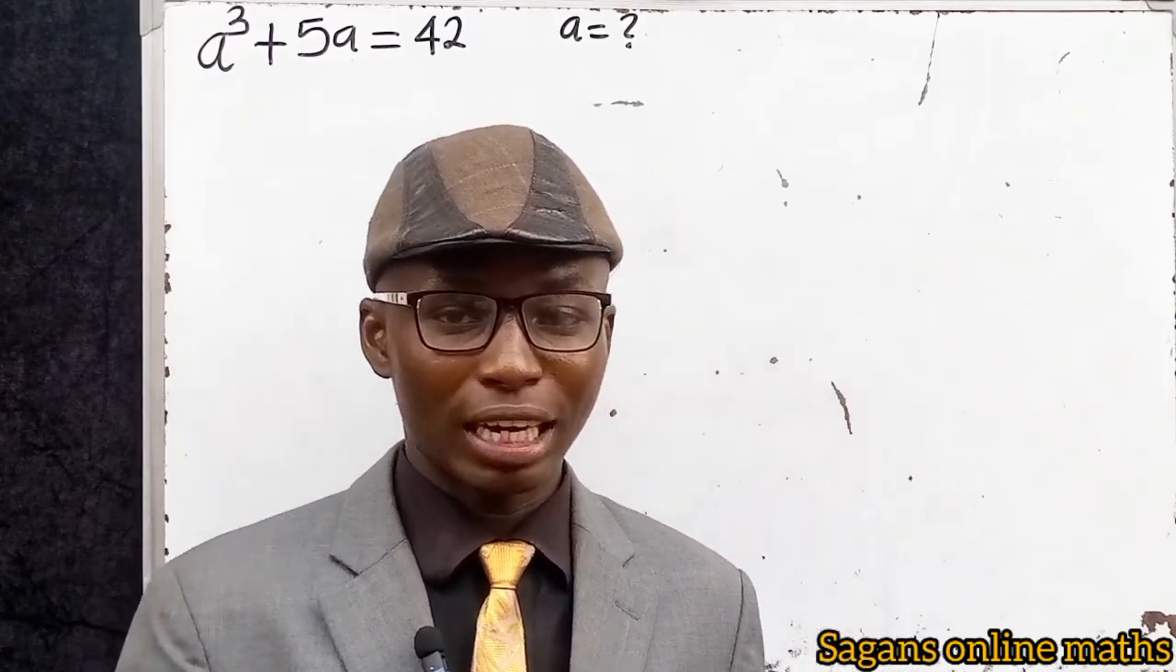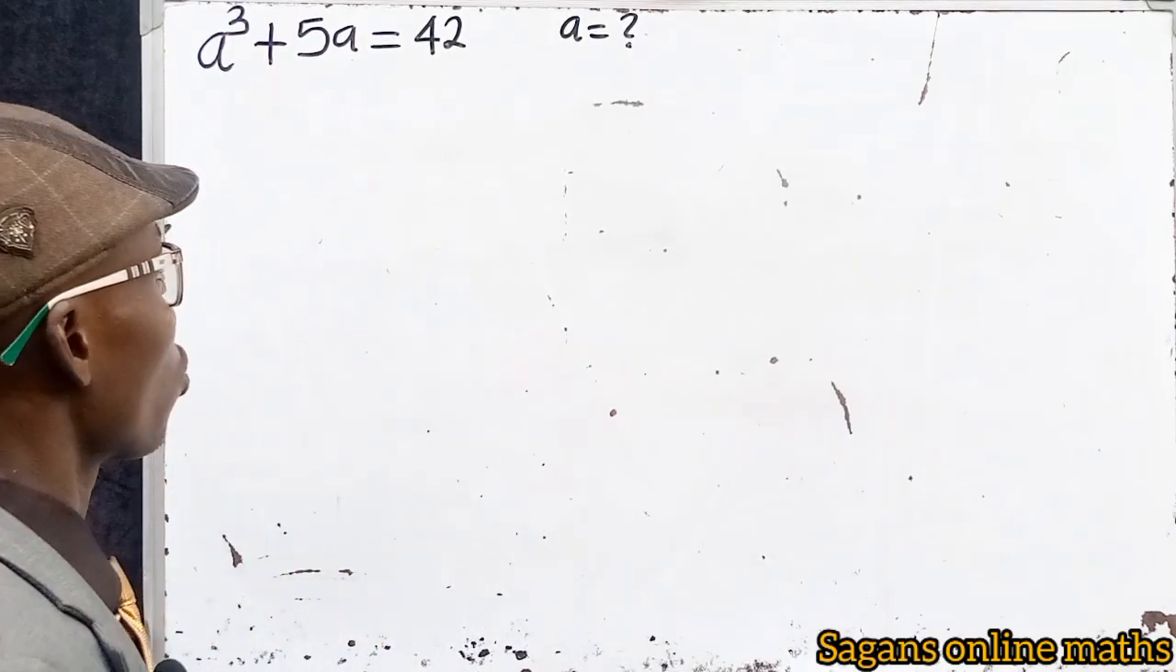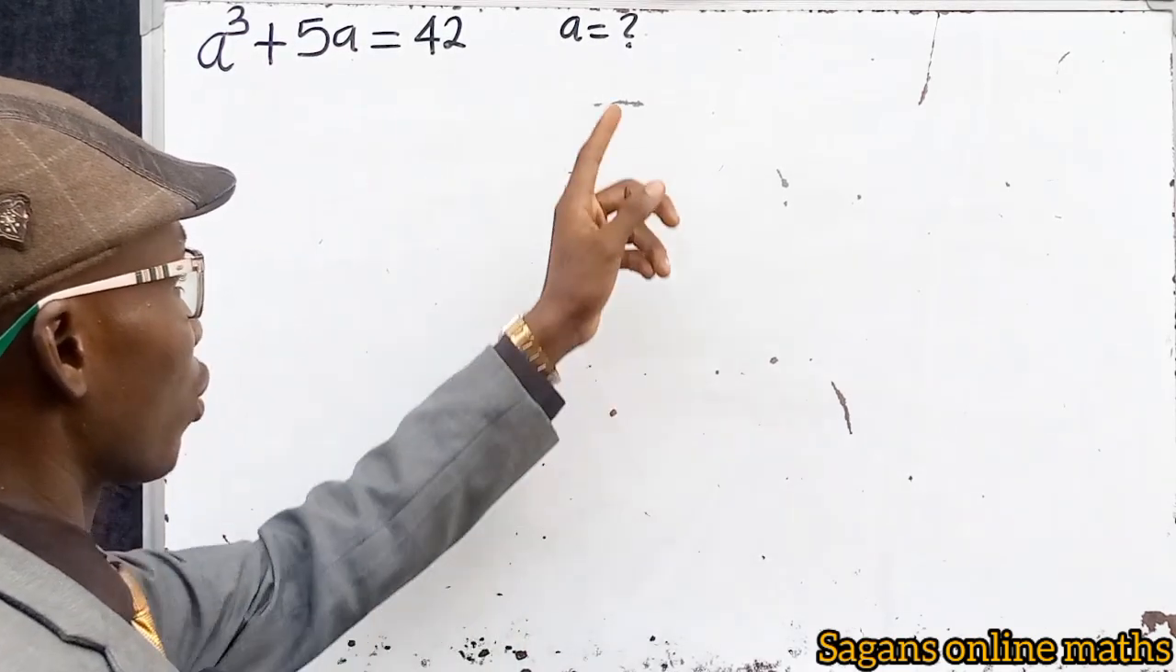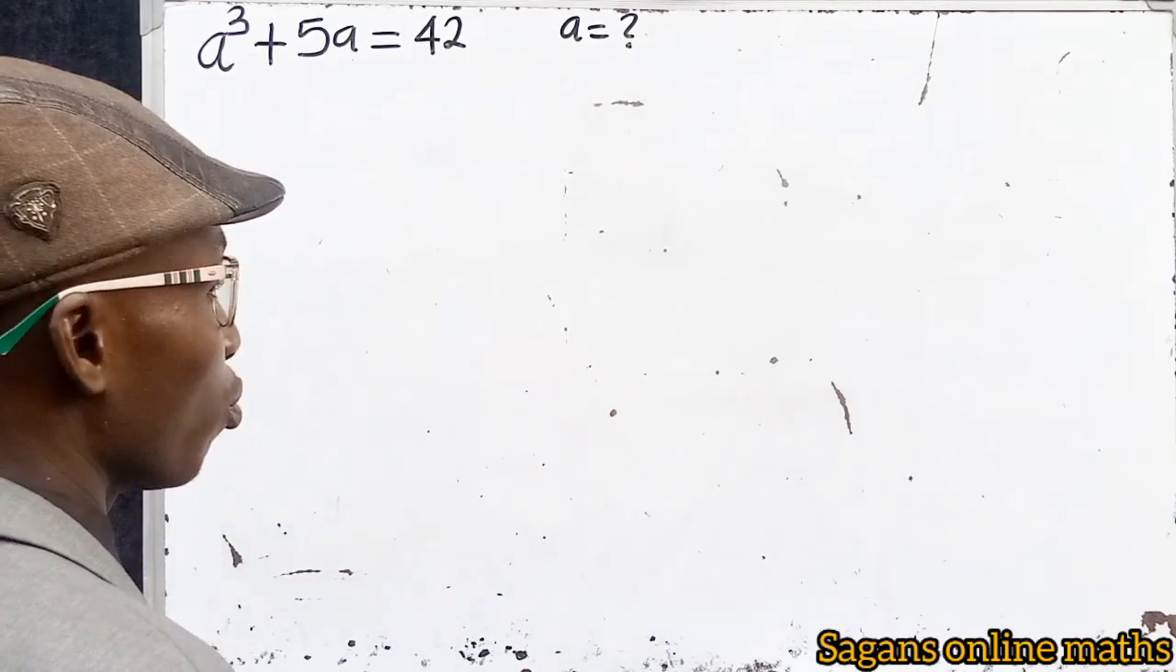Let's solve this question together. Now we're given that a to the power of 3 plus 5a is equal to 42. We are asked to look for the value of a. Our first step is to subtract 42 from both sides.